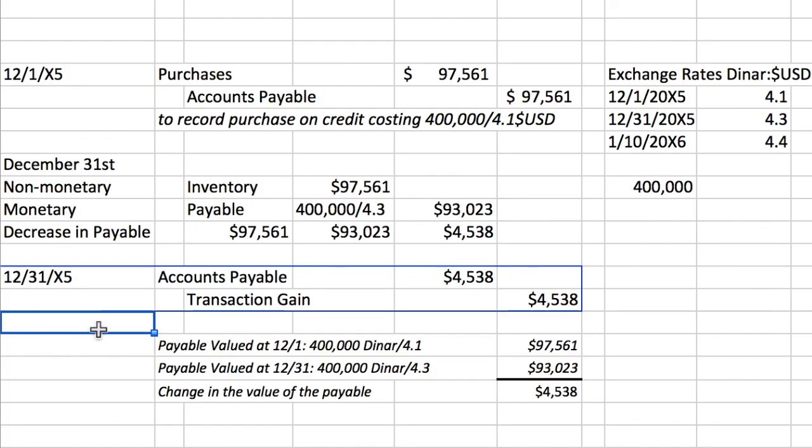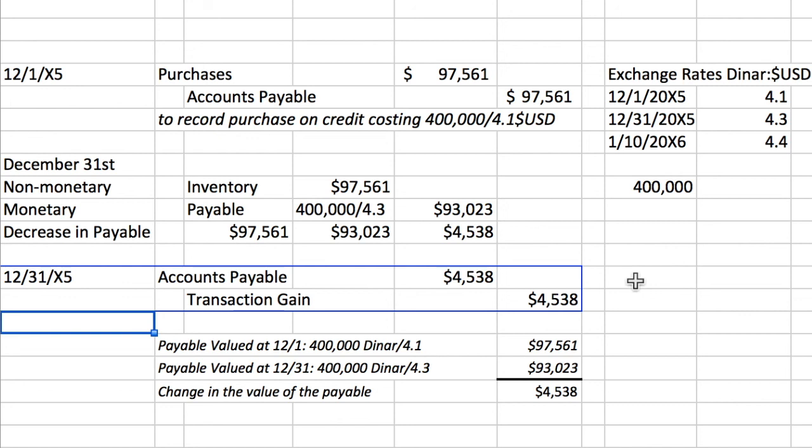So just the last piece of the problem here is we have our journal entry for accounts payable, $4,538, and the transaction gain of $4,538. Now we just have to make this before we release our financial statement because it is a gain, and if we don't recognize this income, then it would be fraud.